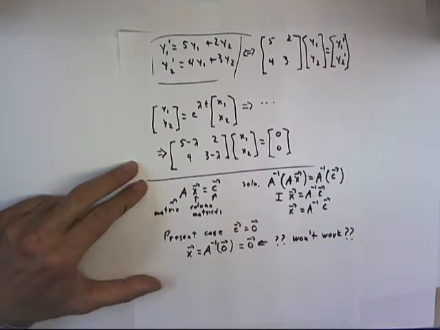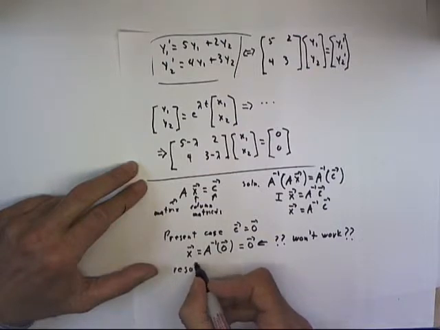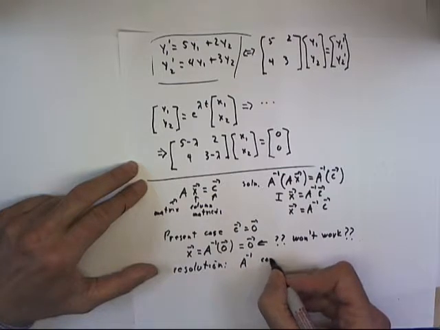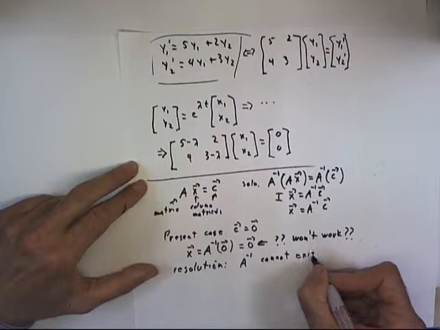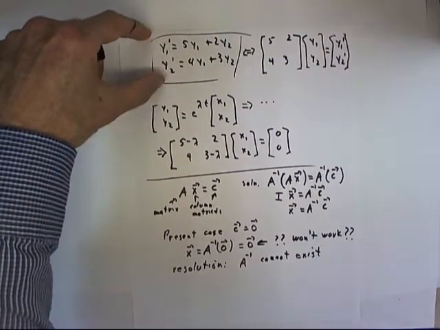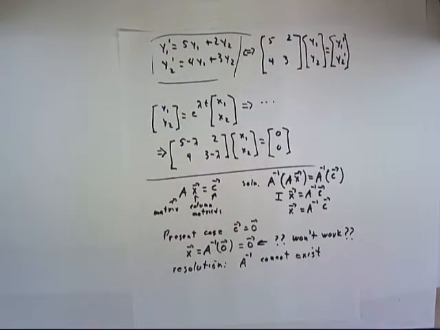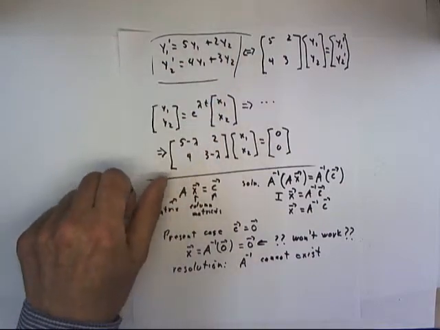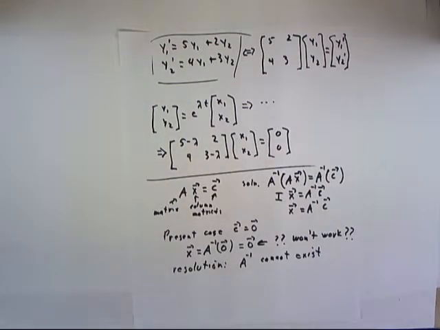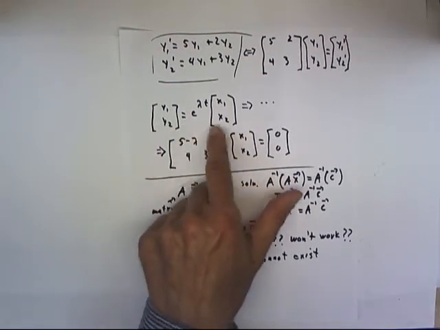What are we going to do about that? The resolution is A inverse cannot exist, because if A inverse did exist, this equation would hold and X would be the zero vector. And of course, actually that is a solution. That would give us a solution to the equation, but it wouldn't be a very interesting solution. Obviously, if the y1 function is always 0 and the y2 function is always 0, then their derivatives are always 0, so these equations hold, but that's a trivial case. We're not interested in that case. We're interested in the case where we do get non-zero solutions.